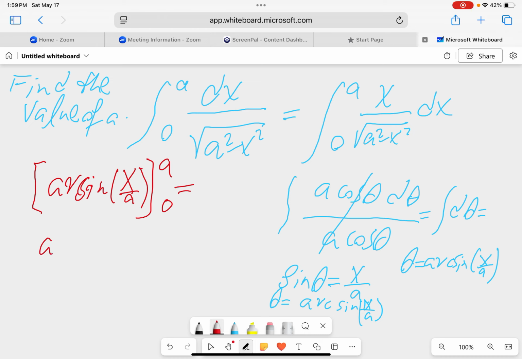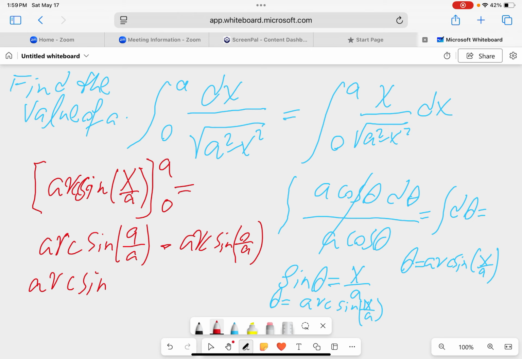So this means we have arc sine of a over a, right? And then minus arc sine of 0 divided by a. So in this case, the first one is just simply arc sine of 1, right? And the second one is arc sine of 0.